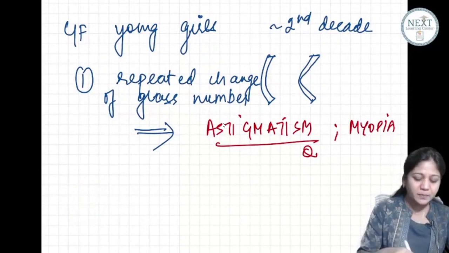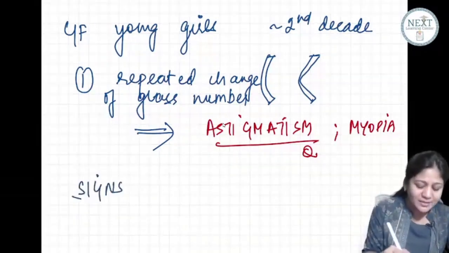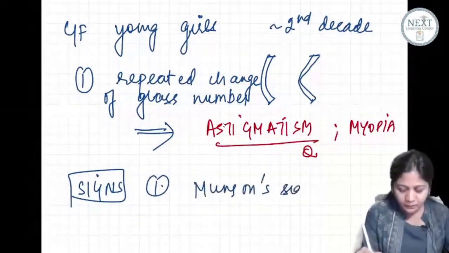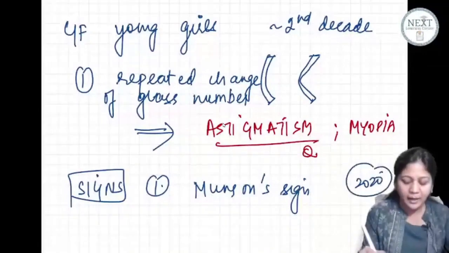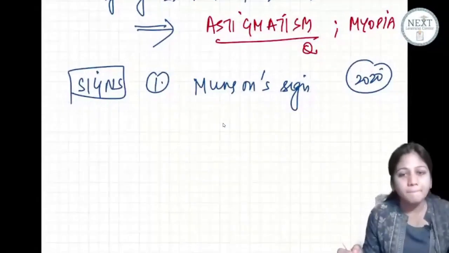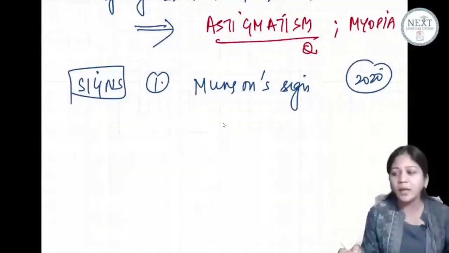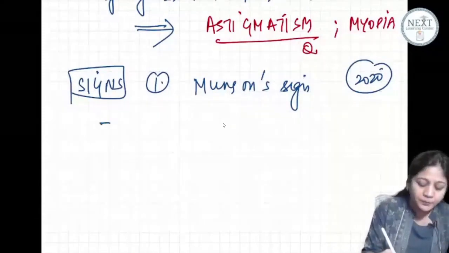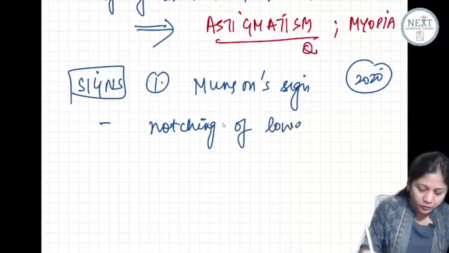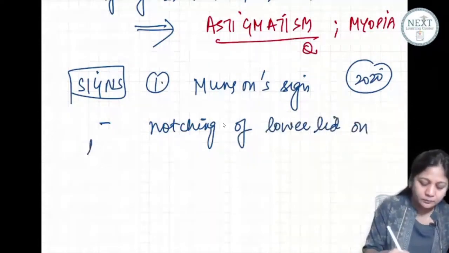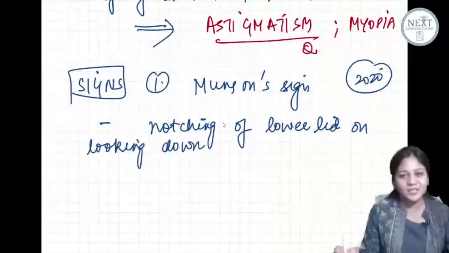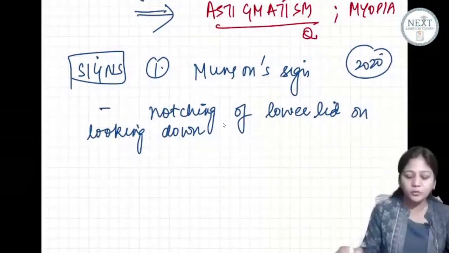Now, when I see these patients, I see so many signs. The first sign, a very, very important question, is Munson sign. In 2020, you had a picture question on that, Munson sign. So I'll write down the theory first and then I'll explain a few things. Munson sign is a very famous sign, though it comes late. It is actually a notching of the lower lid when you look down. Okay, a very favorite question, very commonly asked by examiners. Notching of the lower lid when you look down.